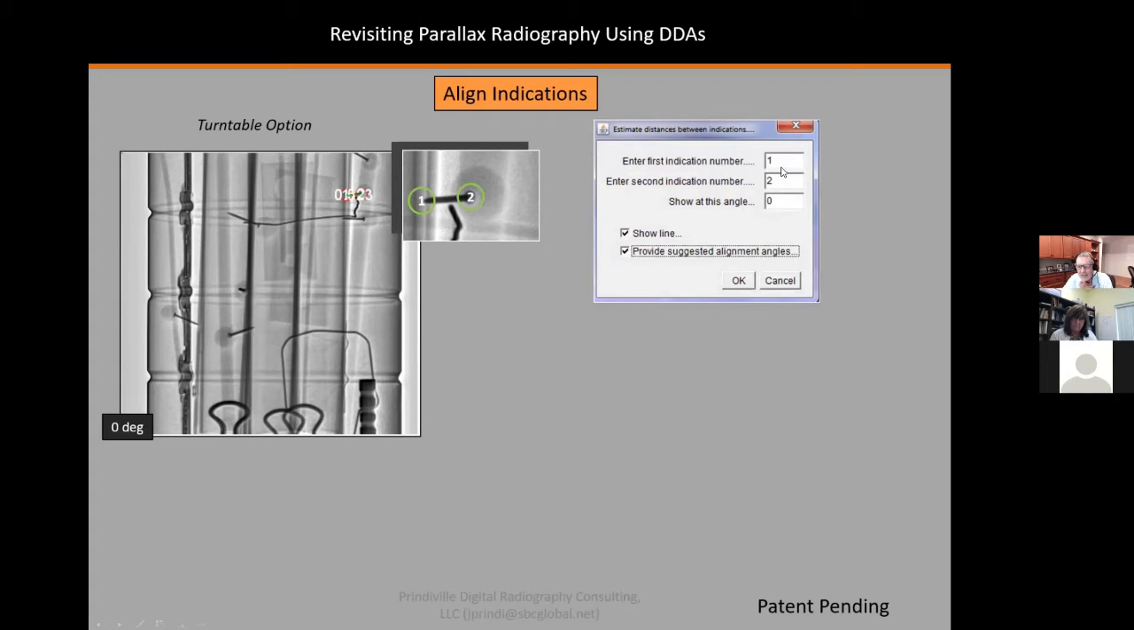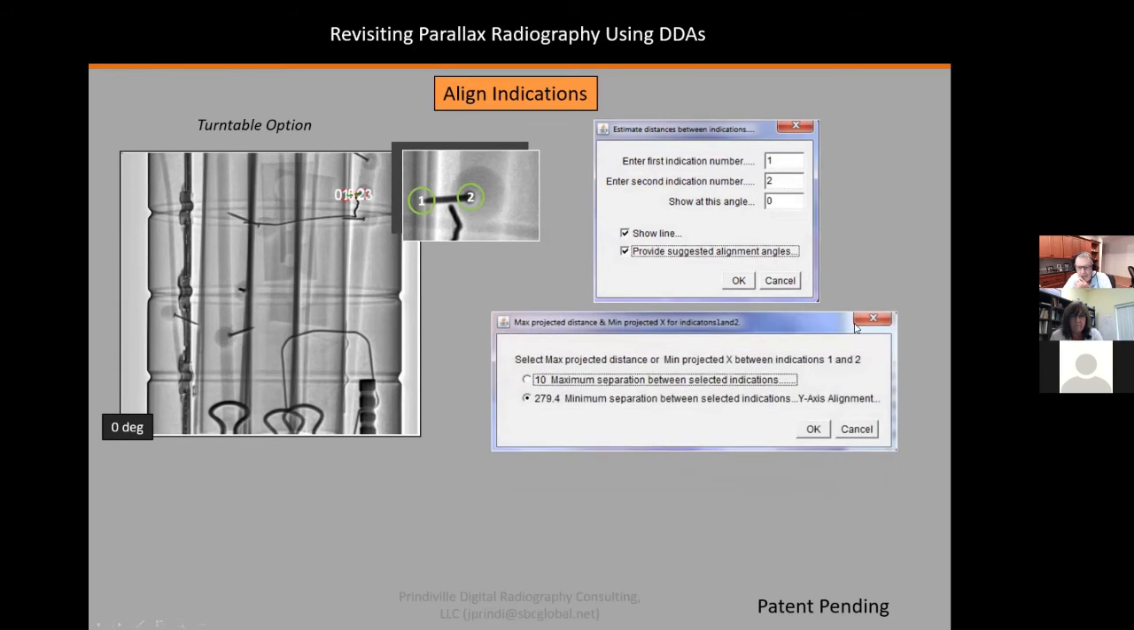I want to take indication 1 and indication 2. I want to show the results at an angle of 0 degrees, which I already did. It's over here, but I can't read the results because they're hidden inside the image. I want to show the line, so there is a line drawn here. And I want to provide suggested alignment angles, so it's going to give me suggested alignment angles for 1 and 2.